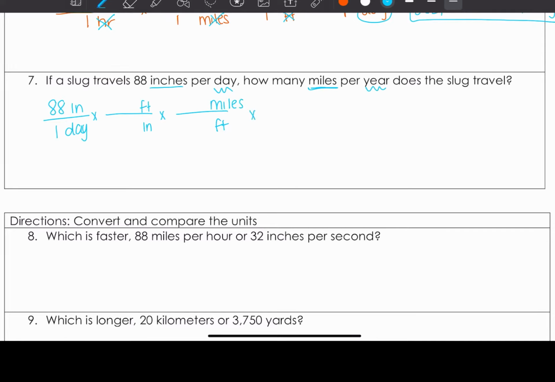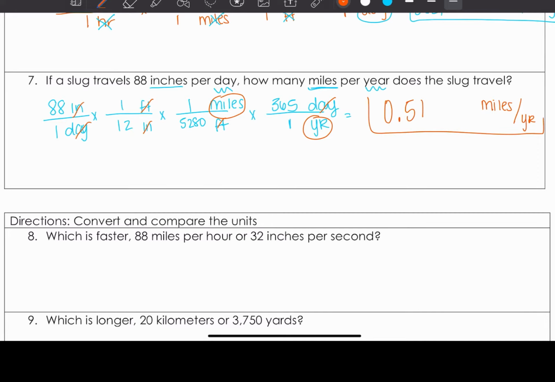We're going to do the same thing with days. It's on the bottom. To get rid of it, we put it on the top, and we're going to change that to years. 1 foot is 12 inches, 1 mile is 5,280 feet, and 365 days is 1 year. And now we'll cancel our units. And that leaves me with miles per year. When we multiply this out, it leaves me with 0.51 miles per year.